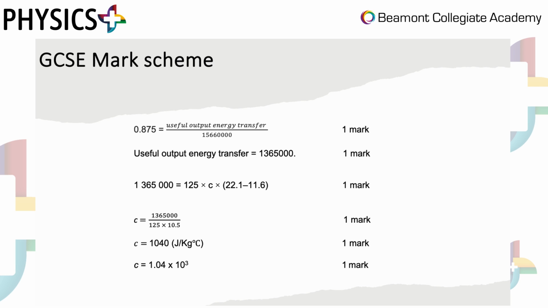So here's the GCSE mark scheme. 1 mark for using the efficiency equation. 1 mark for giving the useful energy output. 1 mark given for substituting in. Another for rearranging. Another one for giving the answer as 1040 joules per kilogram degree C. And then finally, another mark given for giving the answer in standard form, 1.04 times 10 to the 3.